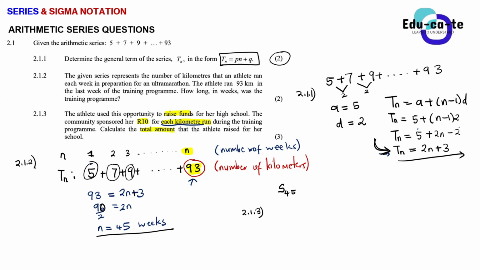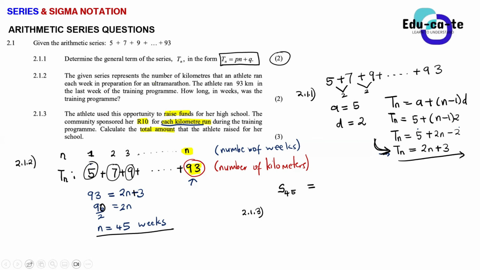So here you're not finding the sum of the money, you are finding the sum of the kilometers, because whatever pattern you are given here, it is showing you the number of kilometers. Are you guys able to see that? Yes, sir. So the sum of 45 weeks, we want to see how many kilometers she ran.